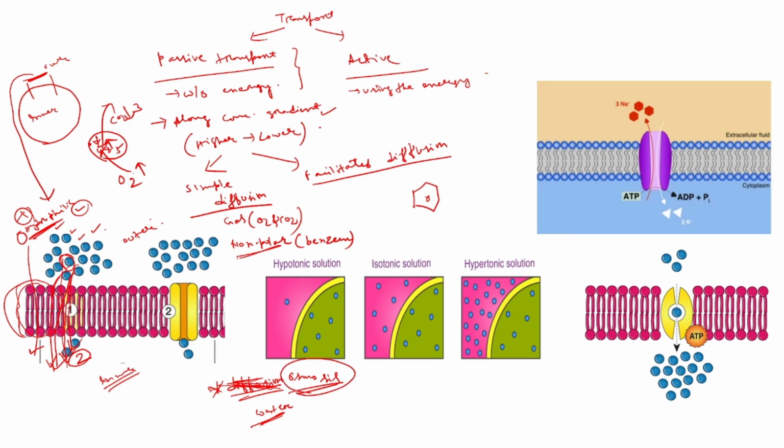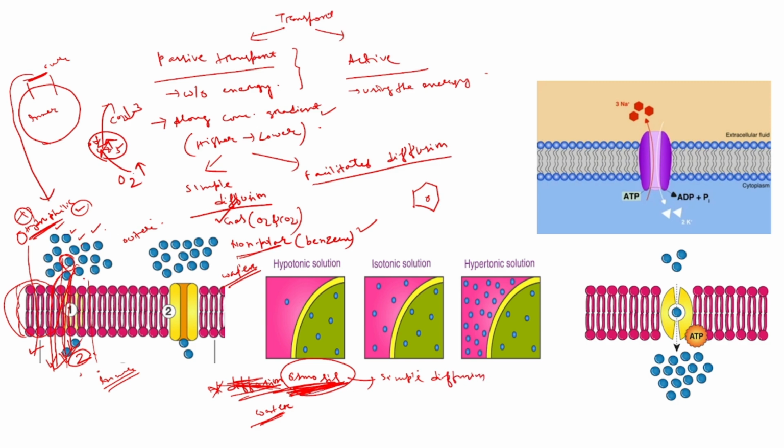So that means osmosis is a subpart of simple diffusion. In simple diffusion, the gases can pass from the higher concentration to the lower concentration. The non-polar molecules can also pass from the higher concentration to the lower concentration, and the water molecule also can pass from the higher concentration to the lower concentration through simple diffusion, and this process is called osmosis. So what is osmosis? It is the movement of water through simple diffusion.